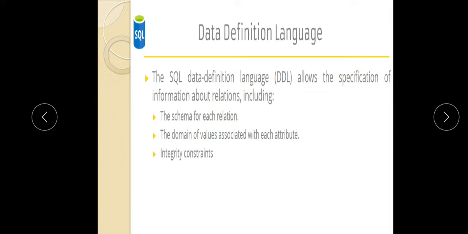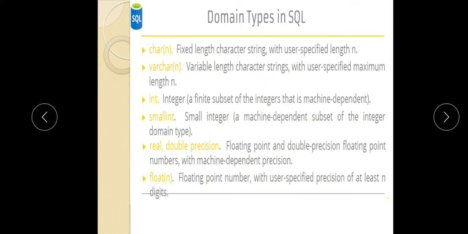Then the integrity constraints. Any rule or condition we wish to impose, we can make. For example, for the roll number, we wish to make a condition that the roll number must be a primary key. It can be used to uniquely identify a particular record. So roll number is a unique key, that is a primary key. That is an integrity constraint. Now domain types in SQL.